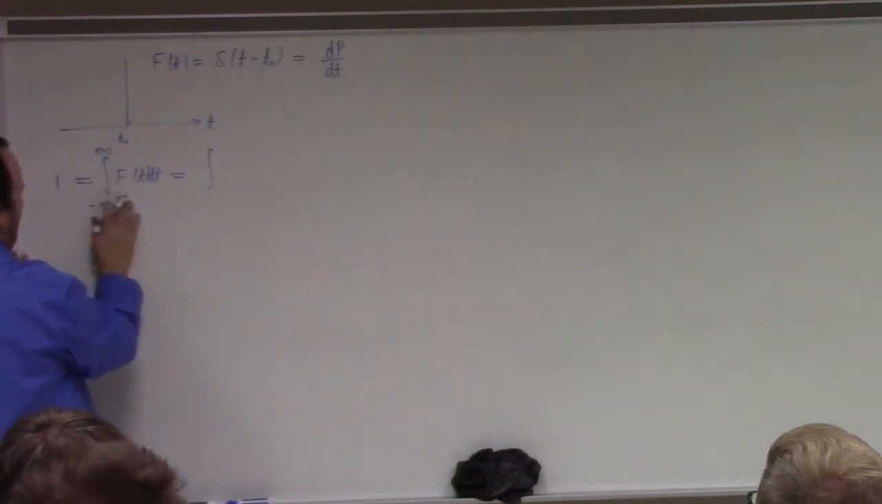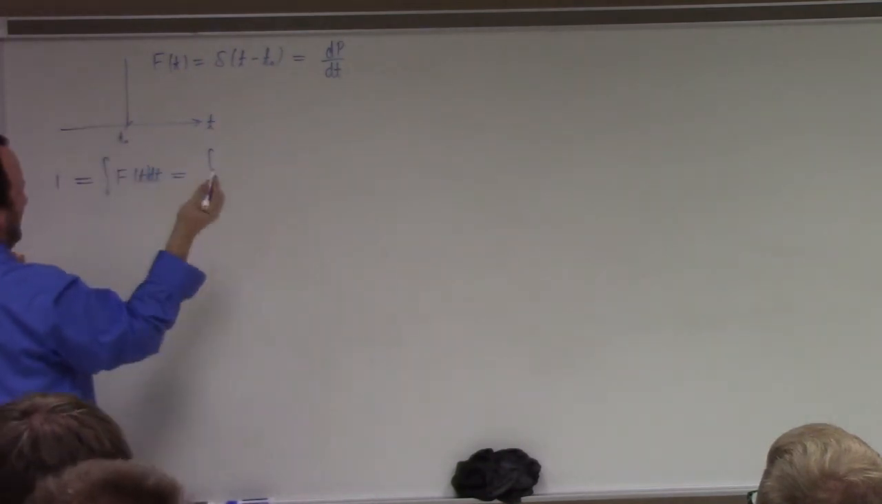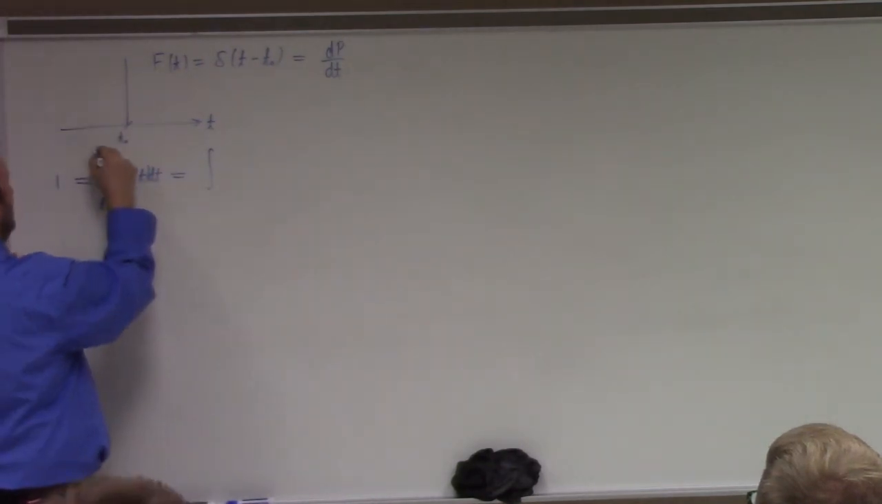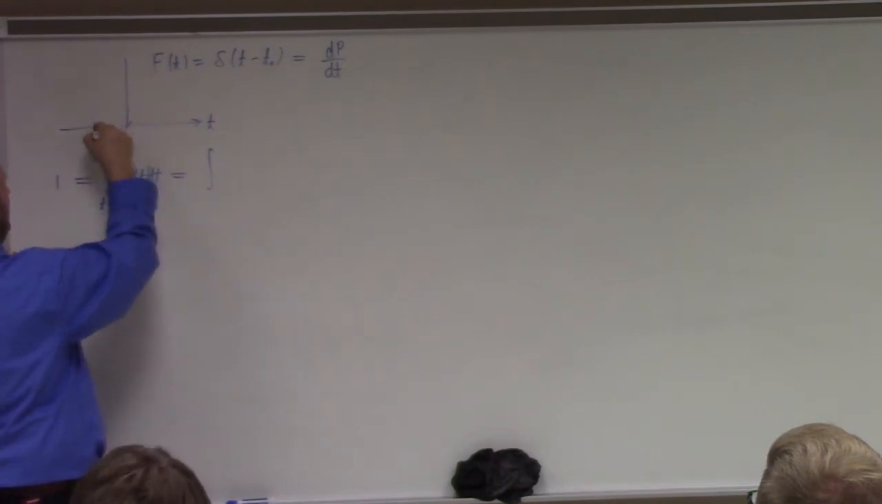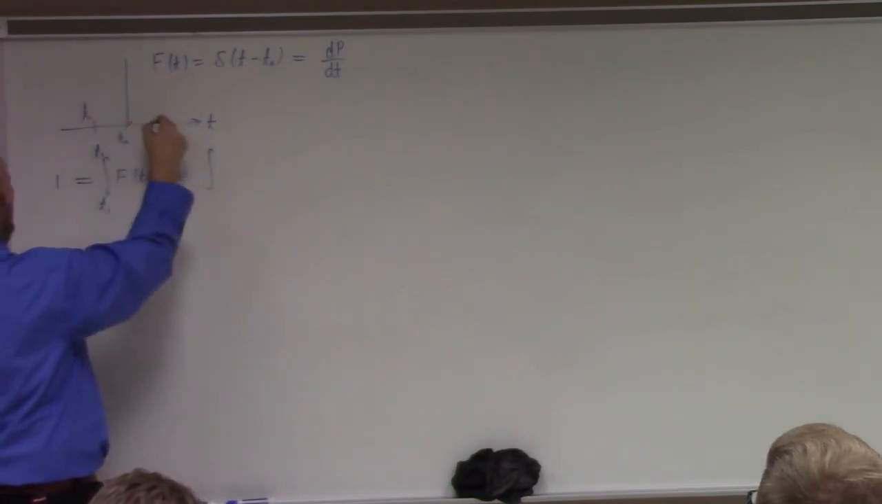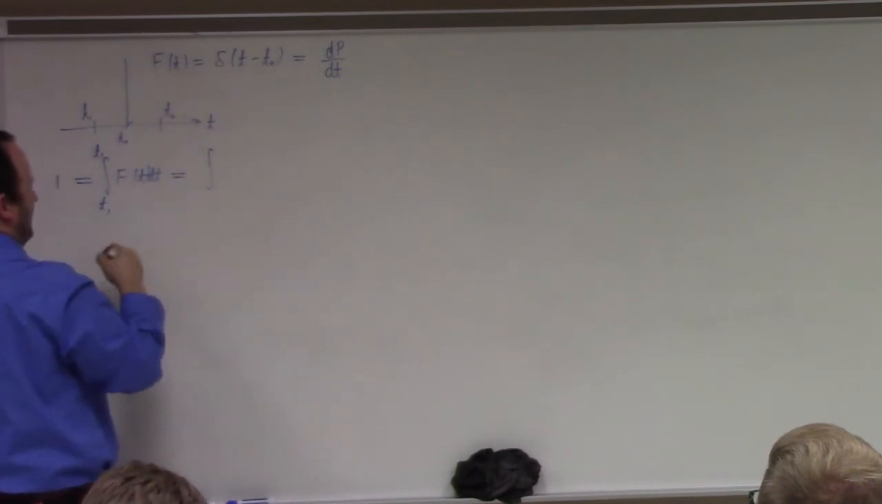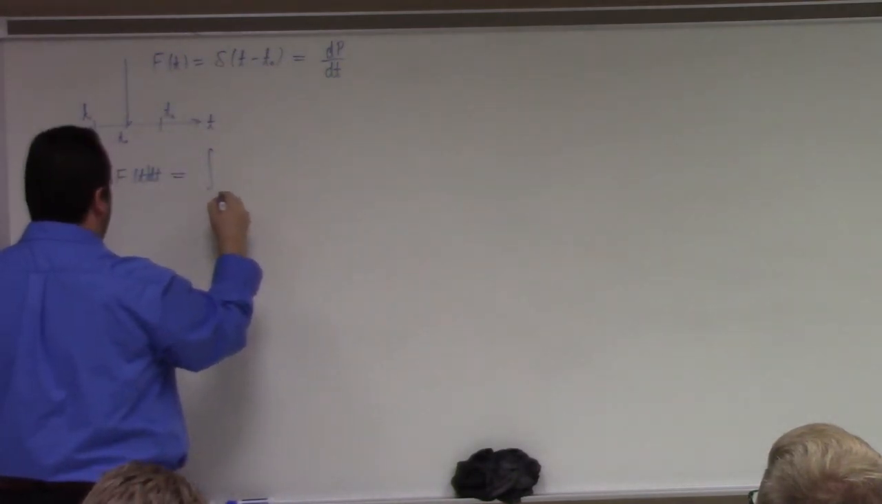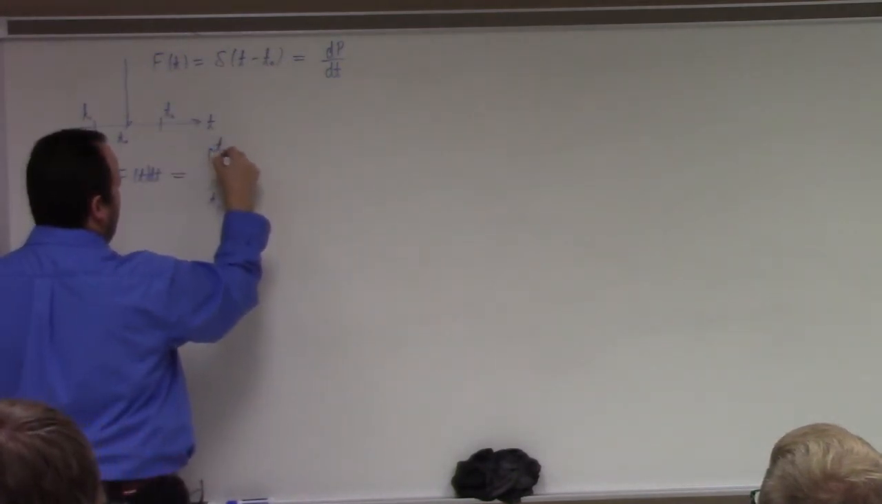And now I feel bad about the minus infinity to infinity. So how about time 1 and time 2, which should be just before and after time t naught? There we go, I feel better now. Sorry, I have trouble making up my mind. You know this by now: the integral from t1 to t2 of dp/dt.